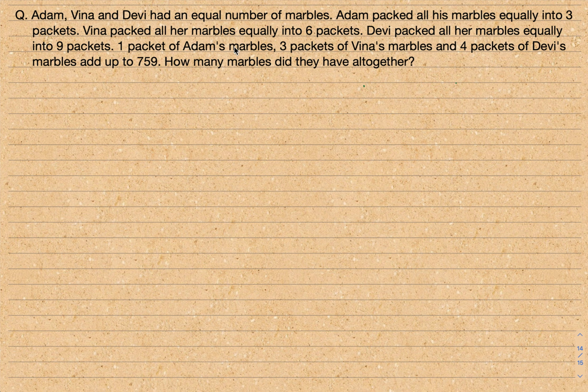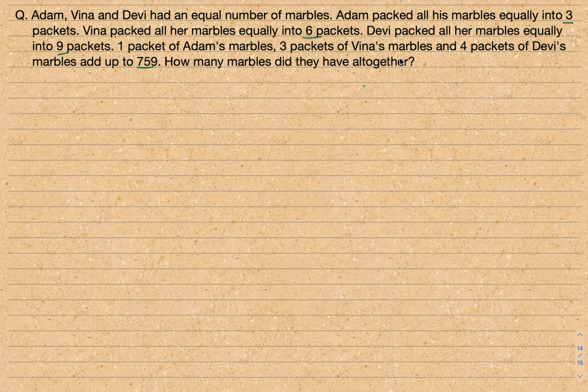Adam, Veena and Devi had an equal number of marbles. Adam packed all his marbles equally into 3 packets. Veena packed all her marbles equally into 6 packets. Devi packed all her marbles equally into 9 packets. 1 packet of Adam's marbles, 3 packets of Veena's marbles and 4 packets of Devi's marbles add up to 759. How many marbles did they have altogether?